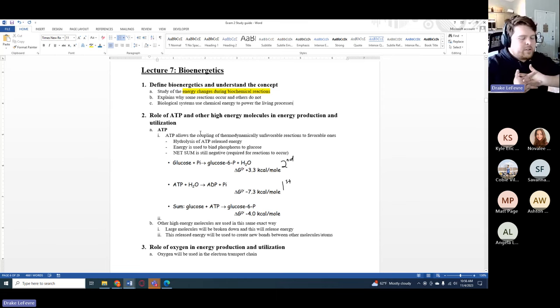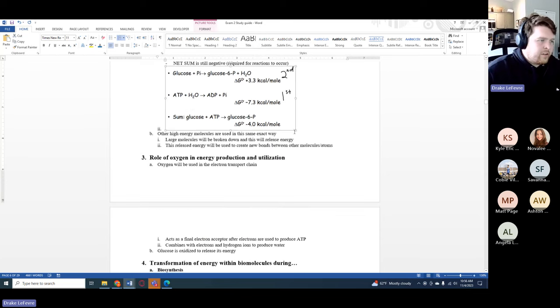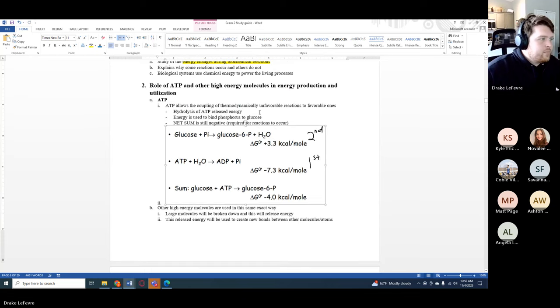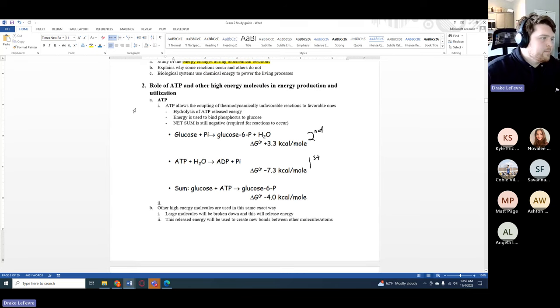When we talk about enzymes, enzymes are used to reduce the activation energy. Certain reactions require a lot of activation energy, while other reactions naturally require very little. So we're going to look at how to tell which reactions require a lot of activation energy versus not. Next, the role of ATP and other high energy molecules in energy production and utilization.